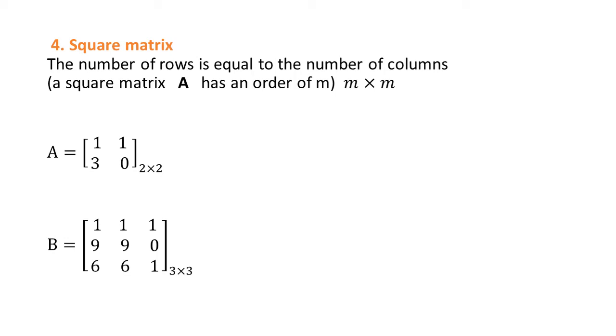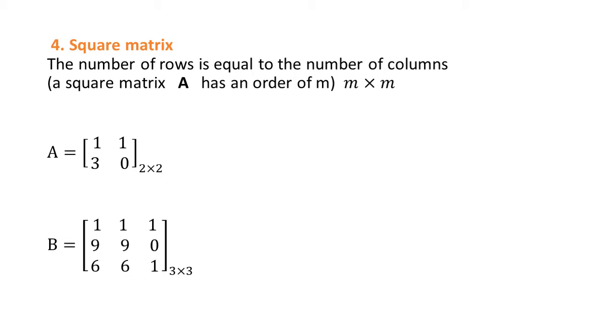Now let us go for example B. The first row 1 1 1. The second row 9 9 0. The third row 6 6 1. There are 3 rows.